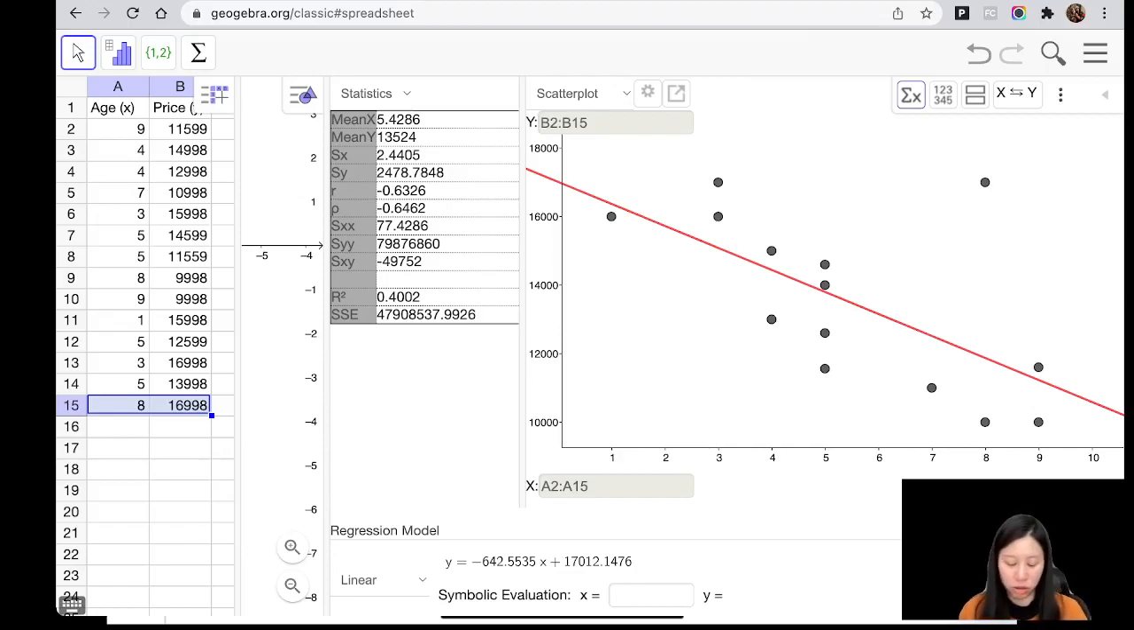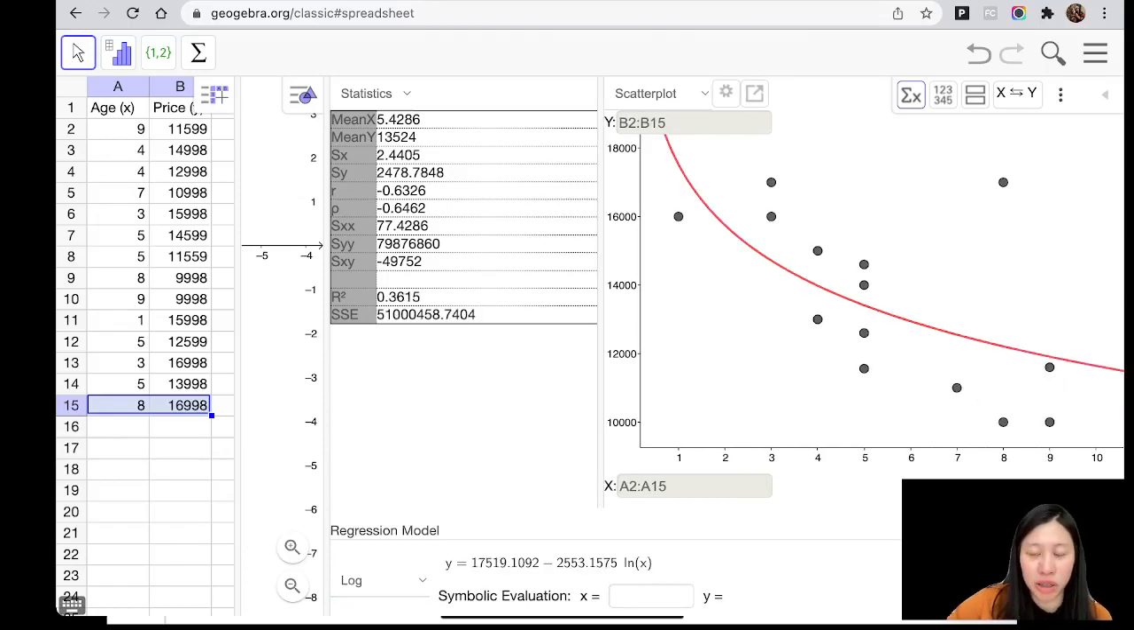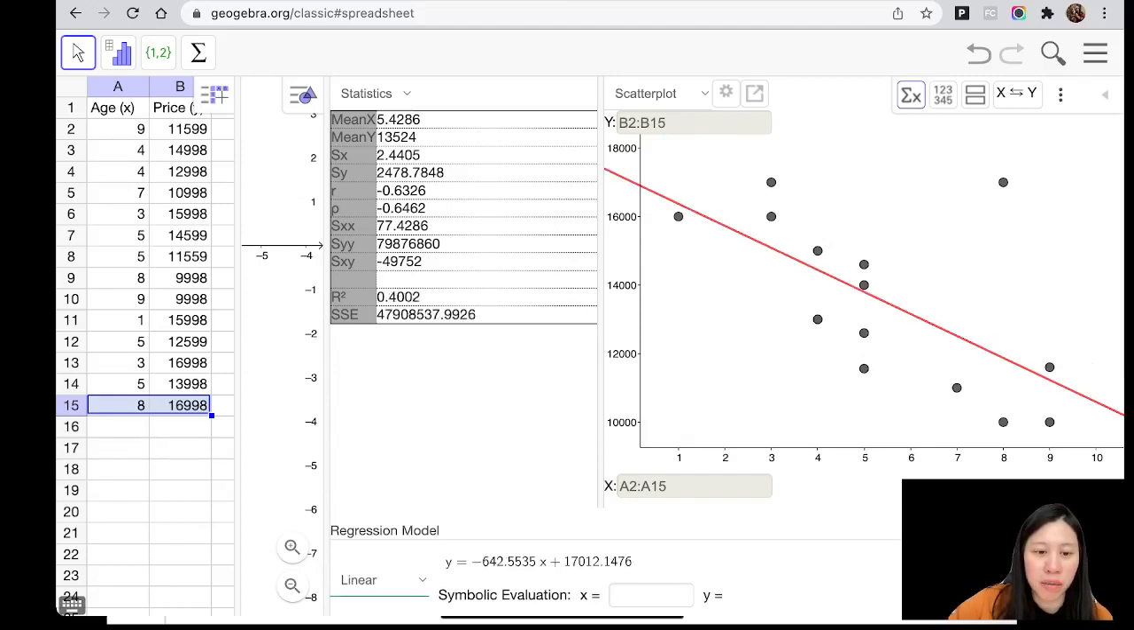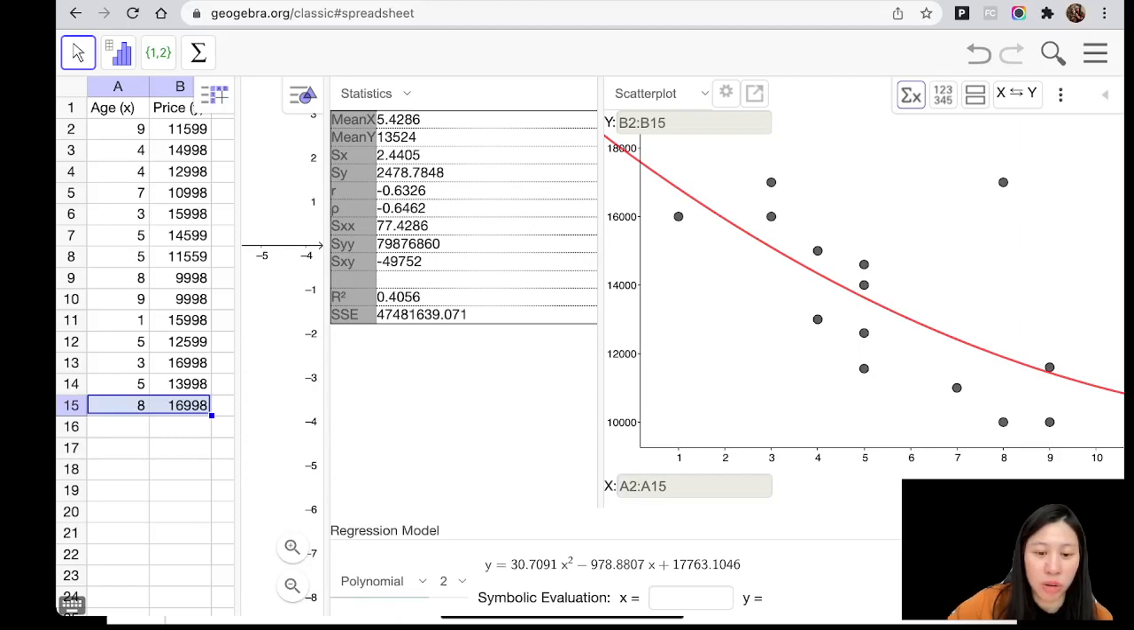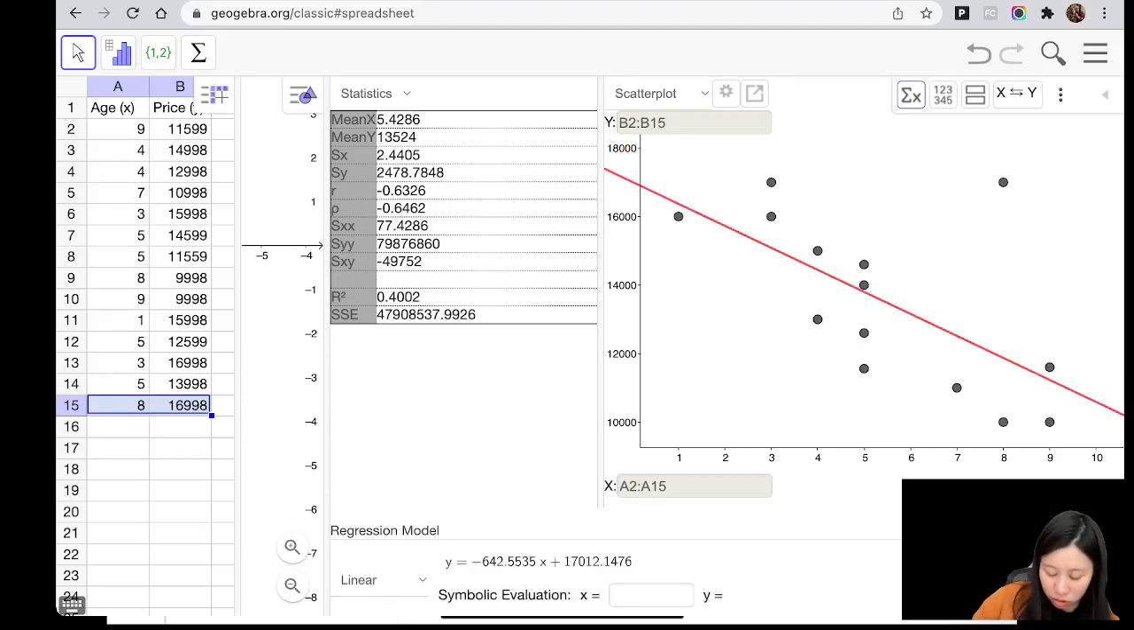Okay, number D, do you think a linear model is appropriate? So now let's take a look at the linear model. They have different models. Let's change to the log model. Well, it doesn't really fit, it's not as good a fit as the linear model. And then let's look at the power model, and then they have a polynomial model. So yes, I would say the linear model is fit.